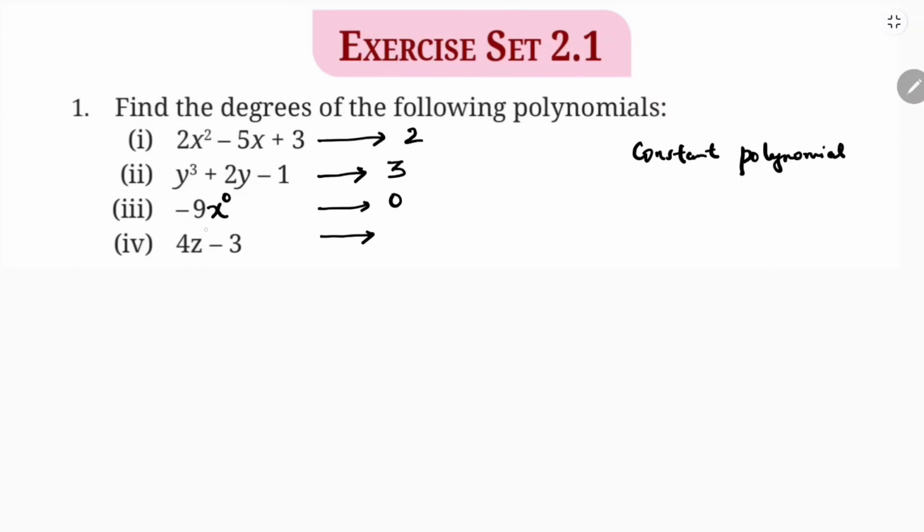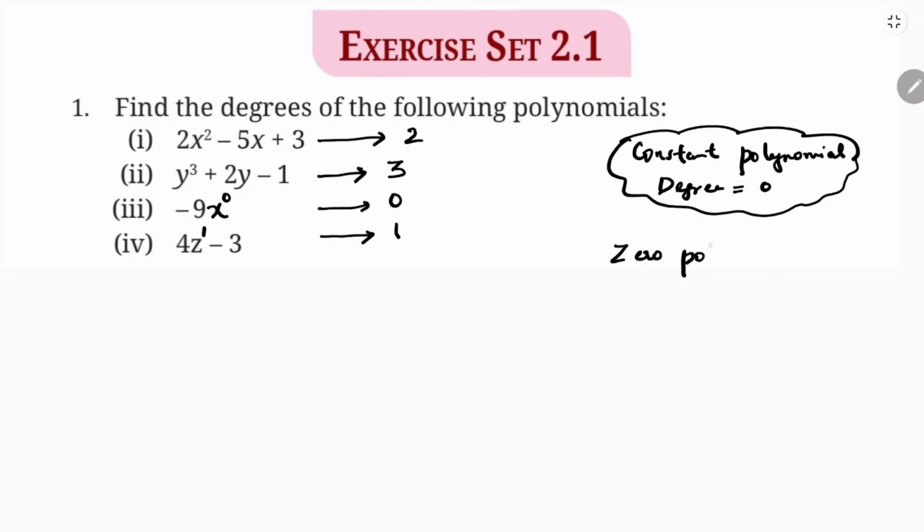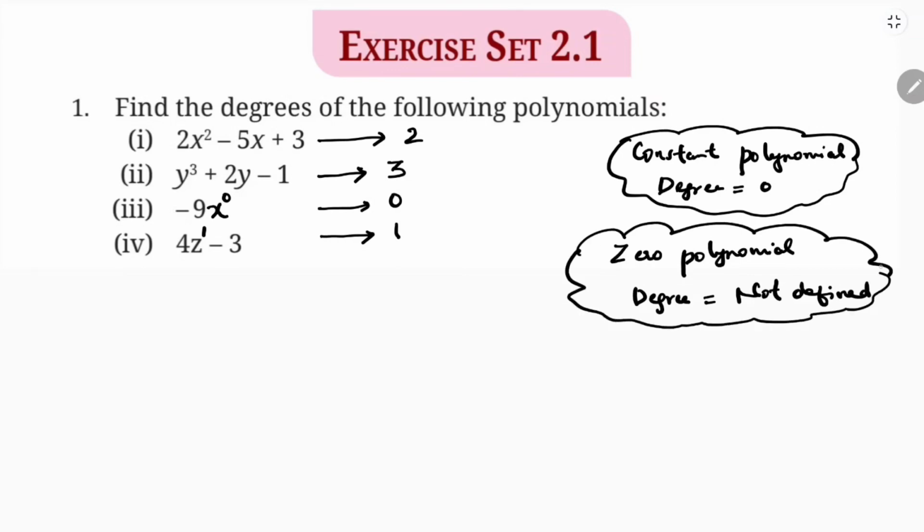Here it's a linear polynomial. If the degree is 1, it is called linear. So the degree here is 1. 4z power 1 minus 3. So here the degree is 1. There is one more polynomial, like the 0 polynomial. For a constant polynomial, the degree is 0. One more polynomial is the 0 polynomial. For the 0 polynomial, the degree is not defined, and for the remaining ones, it is the highest power of the variable.